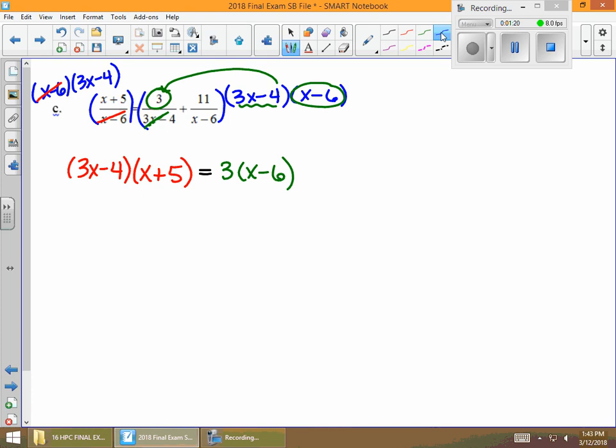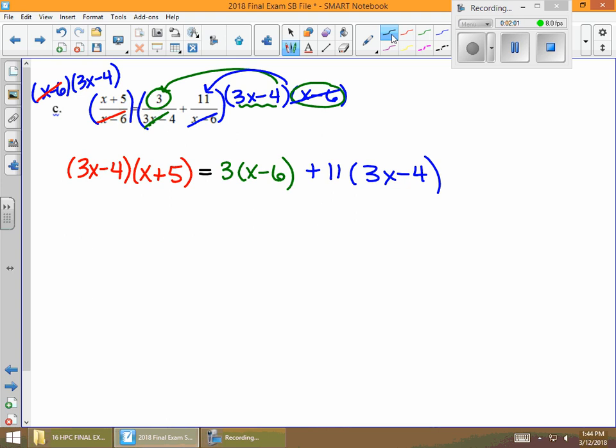And lastly, I have to multiply 3x minus 4 times x minus 6 with this last fraction, 11 over x minus 6. So here my x minus 6's are going to cancel, and I'm going to be left with 11 times 3x minus 4. And now my fractions are gone, and we have an algebra 1, algebra 2-ish problem. So, lovely. Now you can solve. So, go ahead and pause the video, see if you can get ahead of me with the algebra, and we'll meet up later. All right, hopefully you tried this problem.